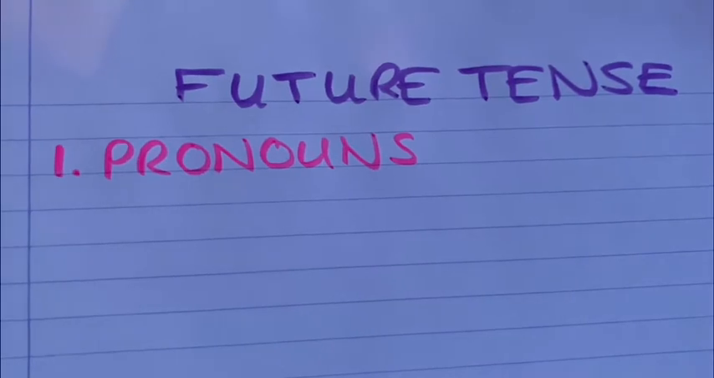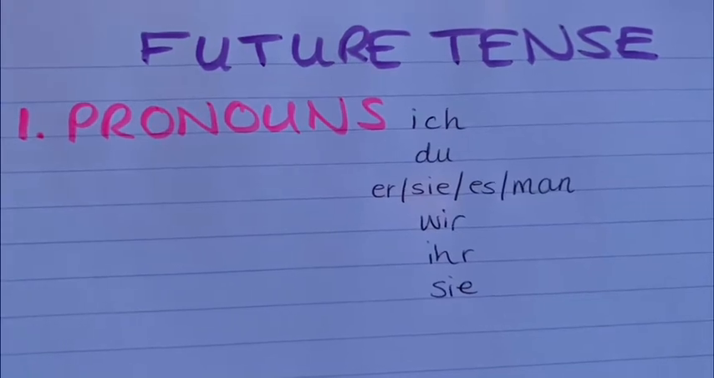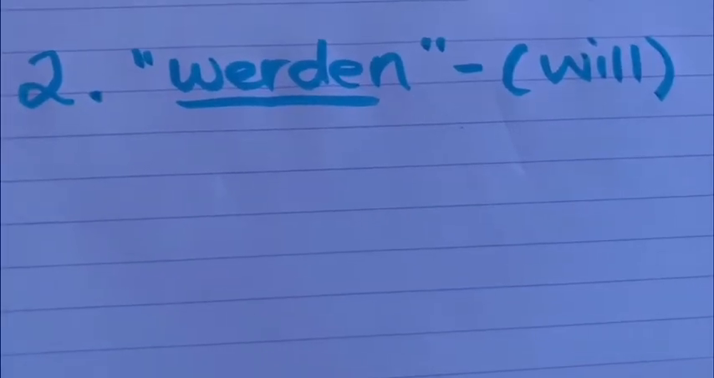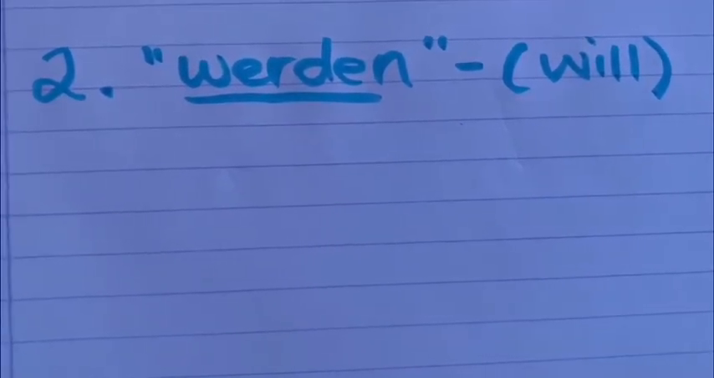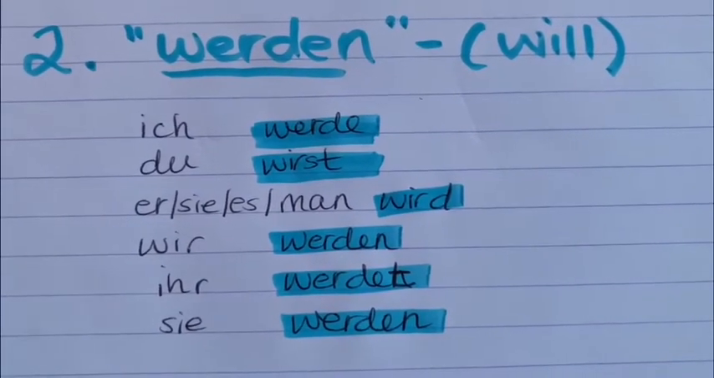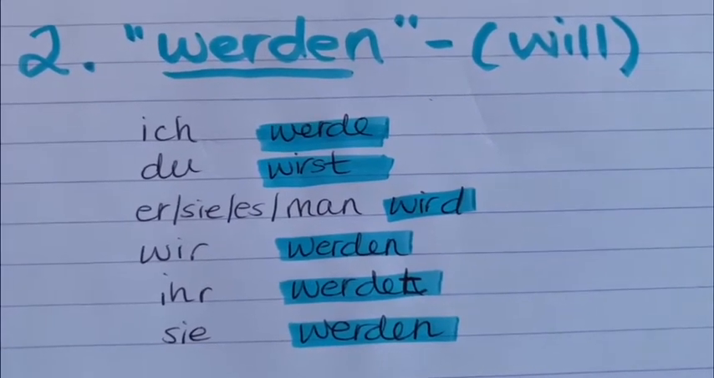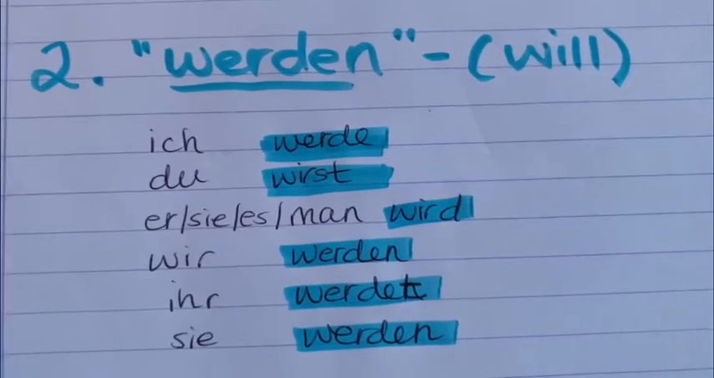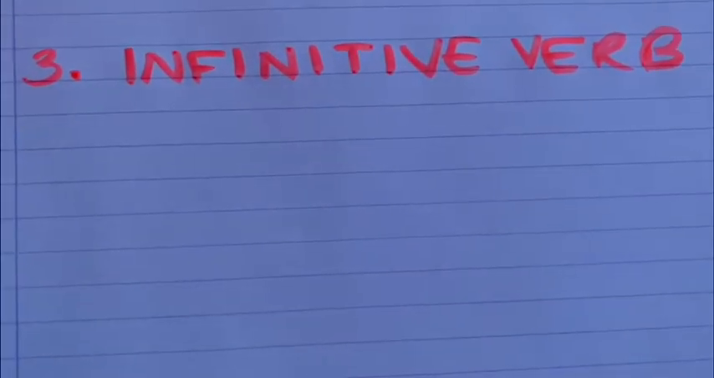And finally, let's have a look at the future tense. The future tense is made up of 3 parts. First, write down your pronouns. Then you need to write down your list of conjugations for werden, which means will. Ich werde, du wirst, er, sie, es, man wird, wir werden, ihr werdet, sie werden. And finally, at the end of your sentence, you put your infinitive verb.